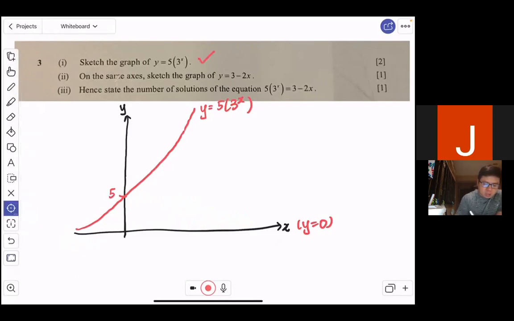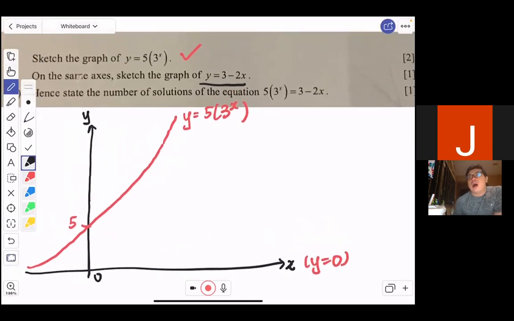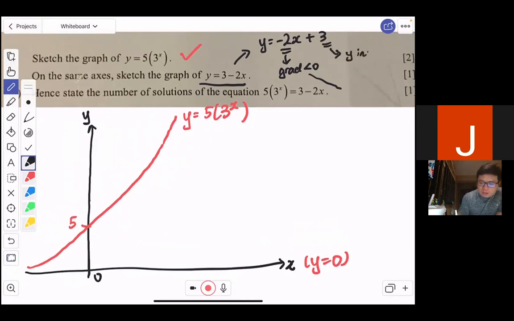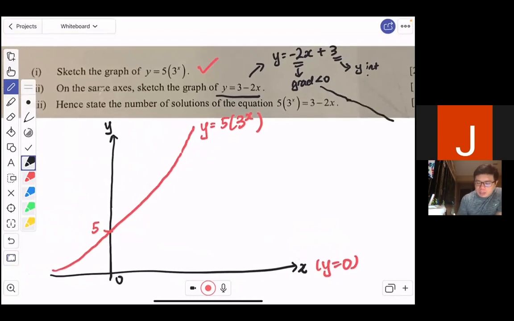On the same axis, oh, I forgot to put the origin also. Sketch the graph of y equals 3 minus 2x. I hope you're okay with doing this by now. If you think about y equals mx plus c, negative 2x plus 3, negative 2 is the gradient. If the gradient is negative, you know that it's downward sloping, from GH2, and 3 is the y-intercept. So it is a downward sloping line, and it cuts the y-axis at 3.